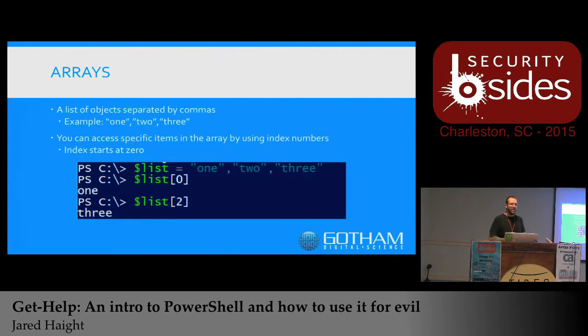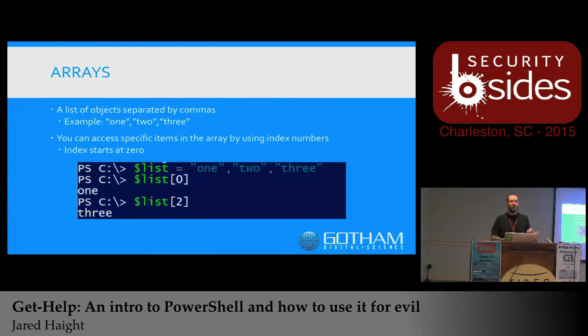Arrays are just a list of objects. It can be anything. It could be strings, numbers. It could be any combination of objects, but basically it's just objects separated by commas. In this case, we have a variable list. We're assigning an array of the words 1, 2, and 3 to it.